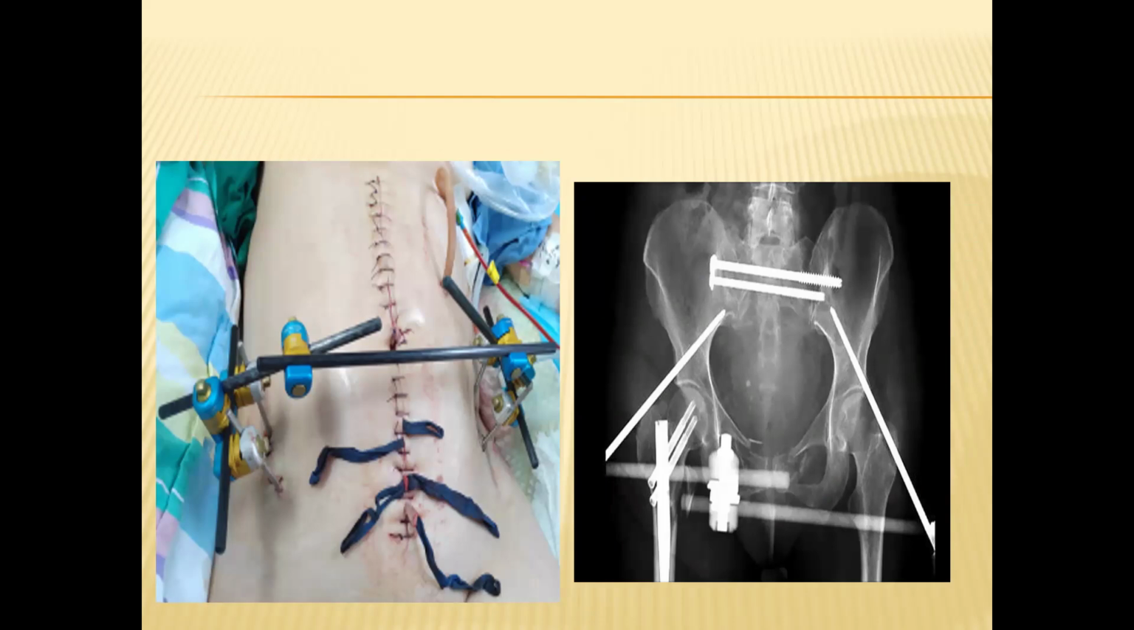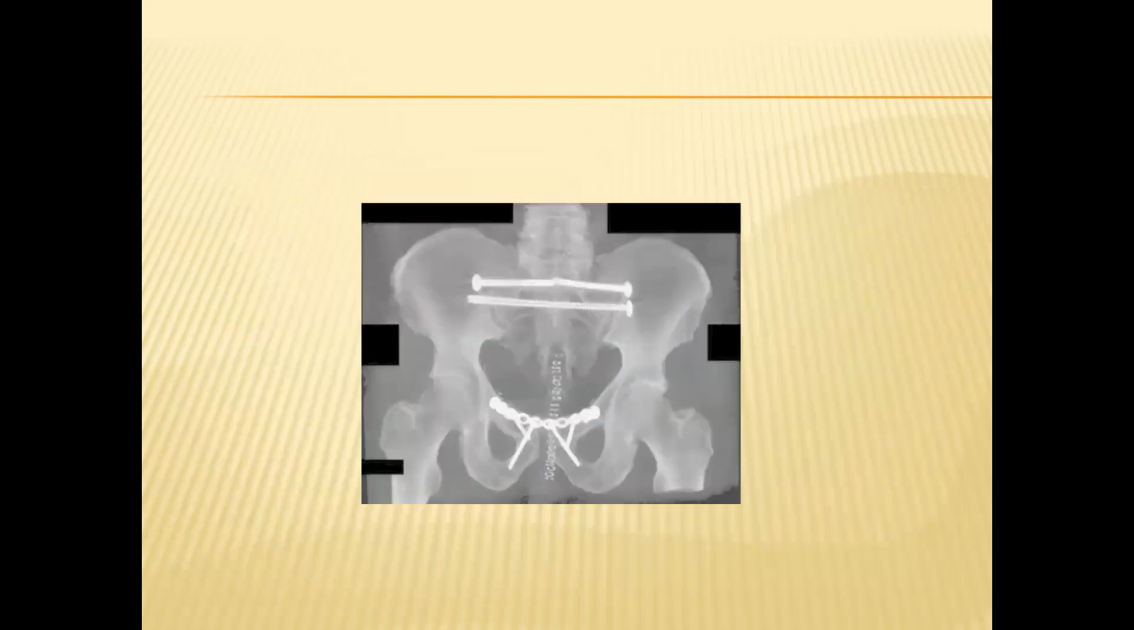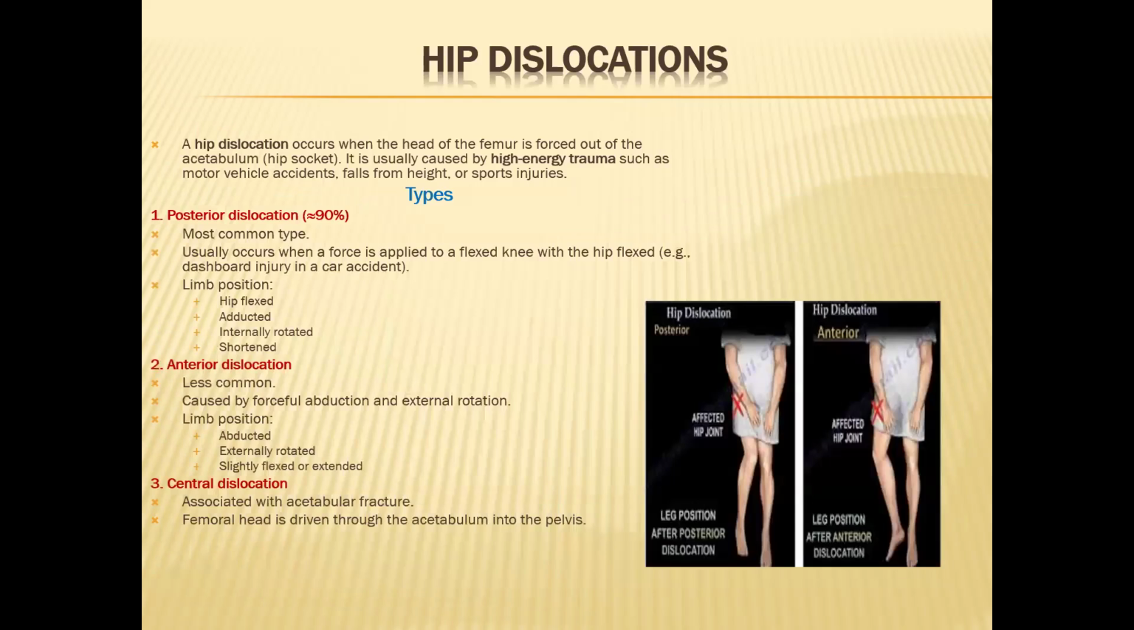Now we will discuss hip dislocations. The hip joint is a ball and socket joint formed by the combination of the head of the femur and the acetabular cavity. The acetabular cavity is formed by the combination of the pelvic bones, ilium, ischium, and pubic bone. All these three bones form the acetabular cavity, and the head of the femur sits in this cavity. If this ball and socket joint is displaced, there will be a hip dislocation.